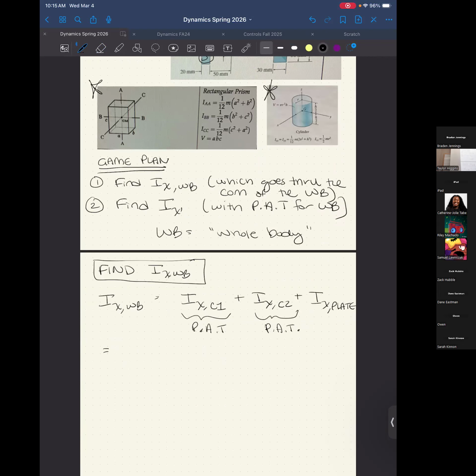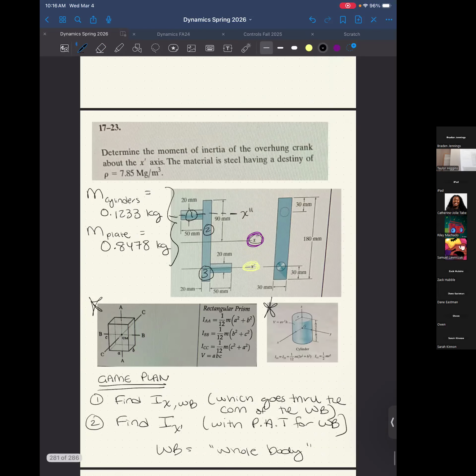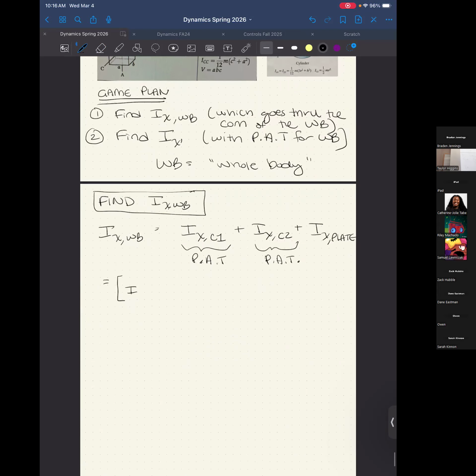So the next step I usually like to do, I kind of belabor this a little bit, in that I do an entire step of just filling in the variables for parallel axis theorem here. So I'll use square brackets to keep everything organized into the same 3 chunks. Okay, so for cylinder 1, the center of gravity goes through X double primed. So I have I X double primed plus M cylinder 1 R, the distance between X double primed and X, squared, and this is for cylinder 1.